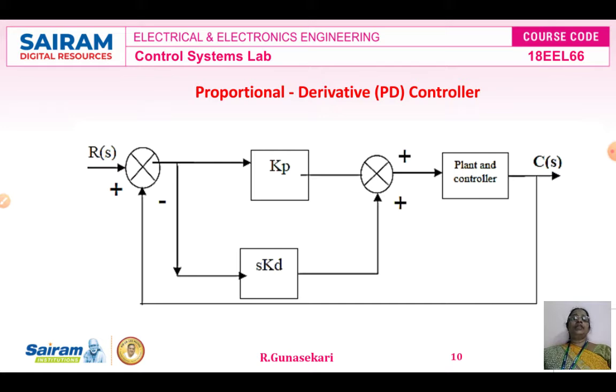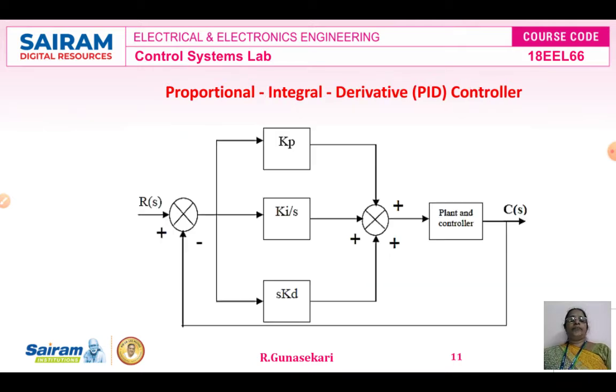Similarly, the proportional derivative controller, that is the PD controller: the input is R of S, the output is C of S. The controller is Kp plus S into Kd, so both are combined together. Then you can go to the plant and controller, which may be a second order system.